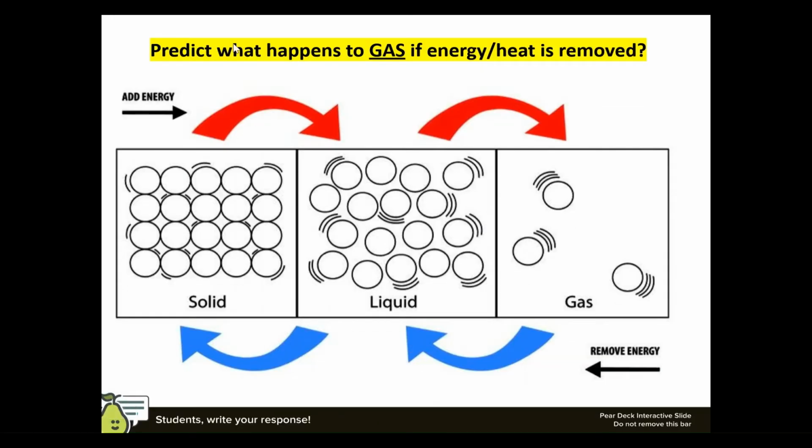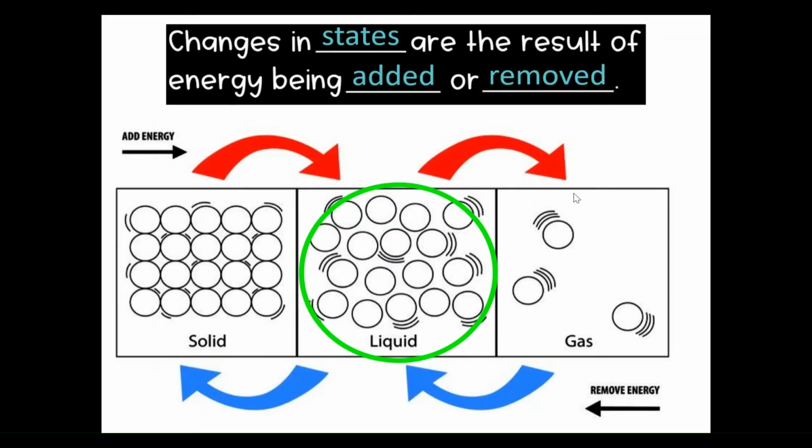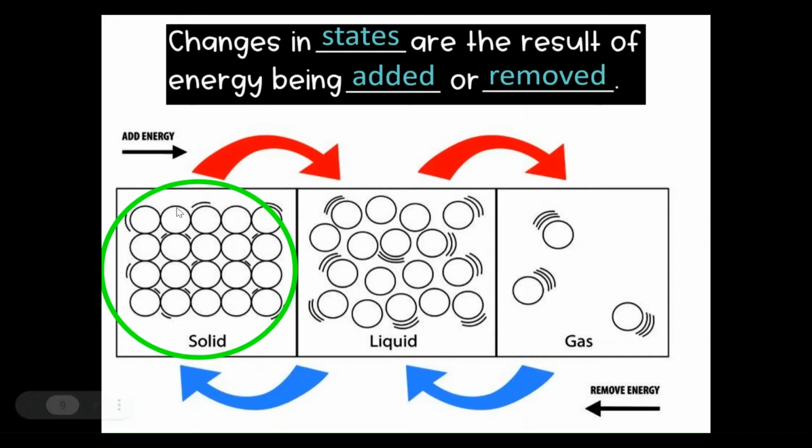So I would like for you to practice. Predict what happens to gas if energy or heat is removed. What would happen to these gas molecules and atoms if I remove energy and heat? You're right. If you remove energy, you can go directly into a liquid. However, if you remove even more energy, you can actually go into a solid. So, depending on how much energy you're removing, you can go from a gas to a liquid or from a liquid to a solid.